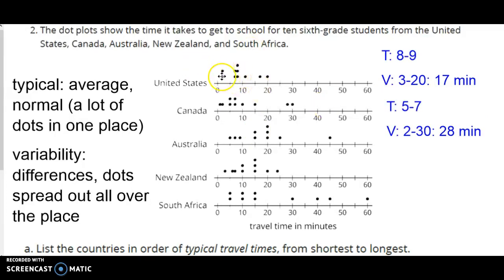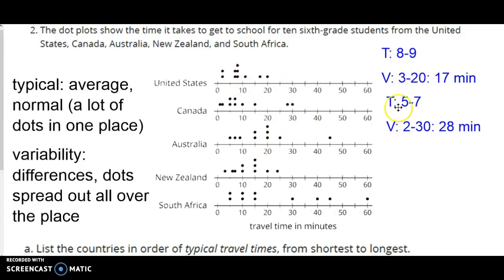And I'm looking for my dot that's closest to 0 and my dot that's farthest away when I'm looking at variability. Okay, go ahead and take a second to do the typical and variability for Australia, New Zealand, and South Africa. Pause the video, look up when you're done.